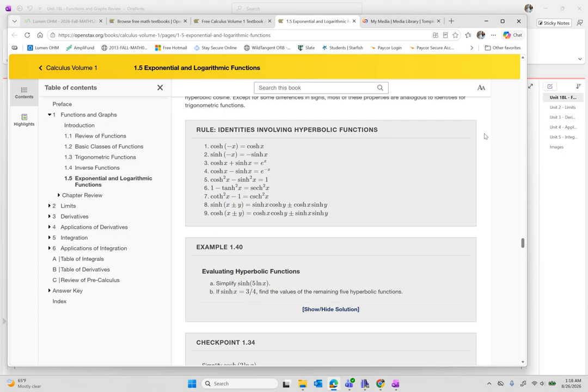We are continuing the investigation of exponential and logarithmic functions. We are now looking at hyperbolic functions that, even though they have trigonometric names, they are exponential functions.